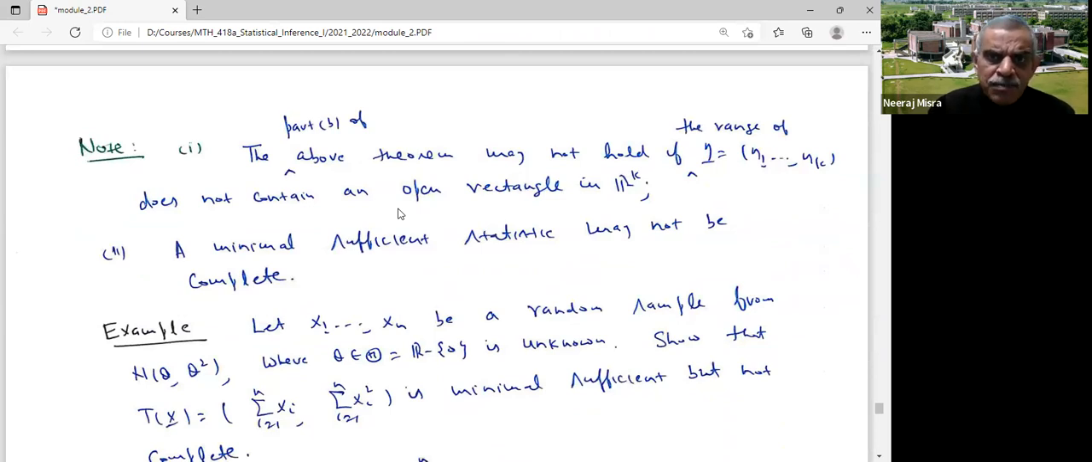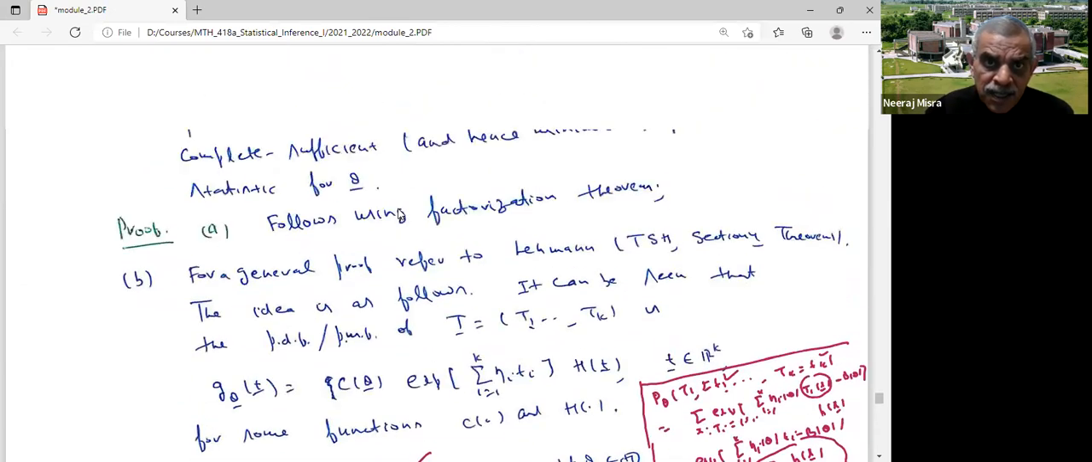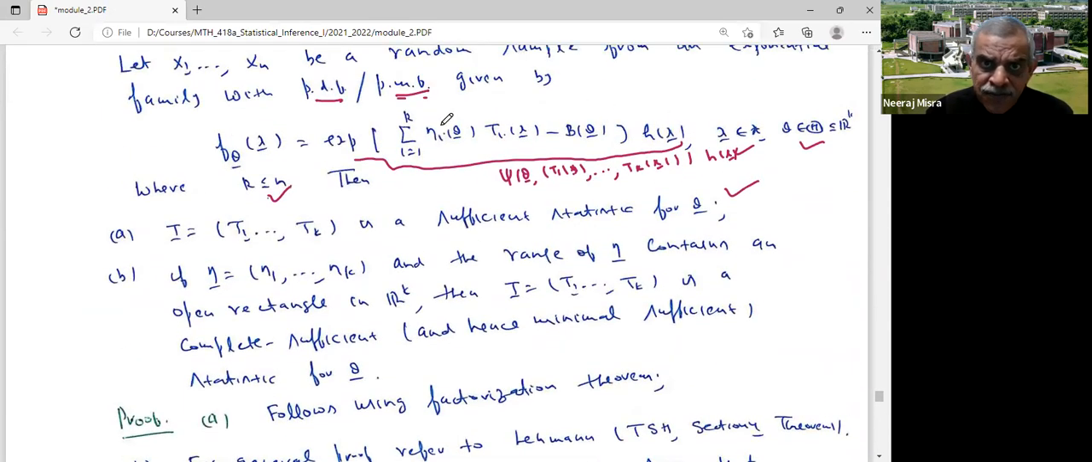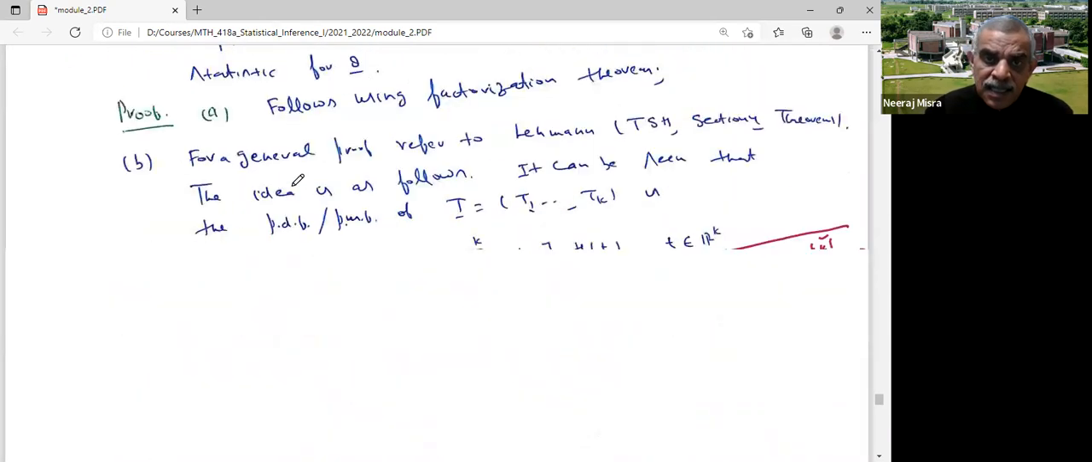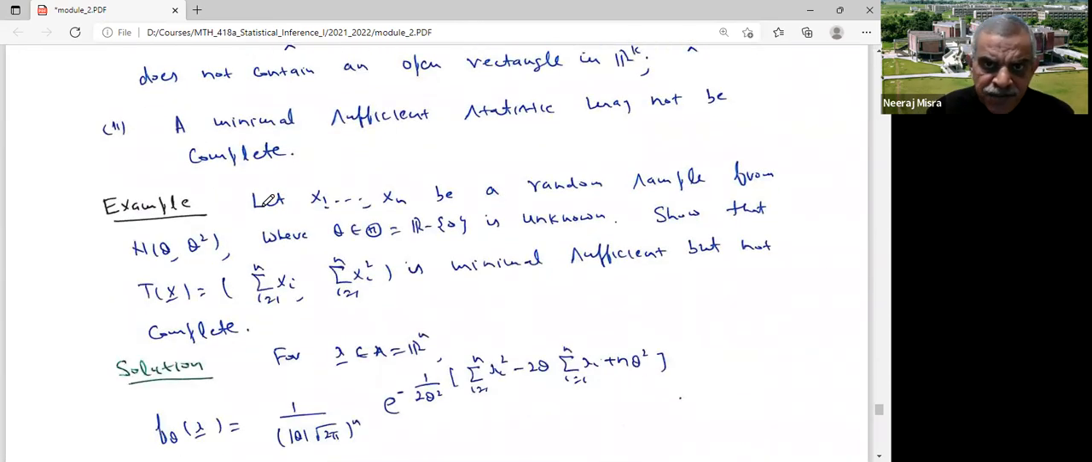Part B of the theorem may not hold if eta, that is eta_1, eta_2, ..., eta_k, does not contain an open rectangle in R^k. So it is very important. If you're writing down the exponential in this form, you have to make sure that the range of eta_1, eta_2, ..., eta_k should contain a rectangle in R^k, in k-dimensional Euclidean space. Nothing less than that. Now, to see that this result may not be true if the assumptions of the last theorem are not satisfied, let us consider an example.